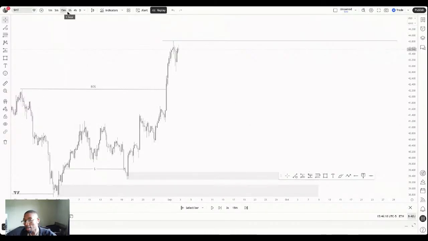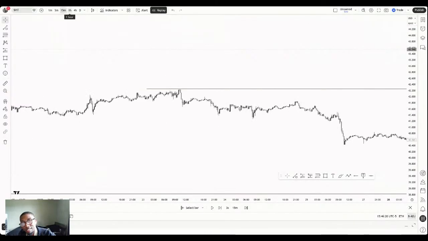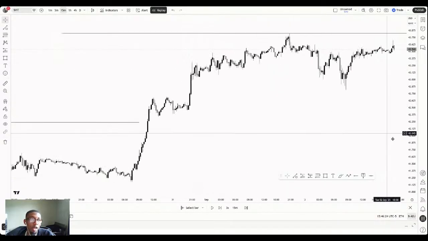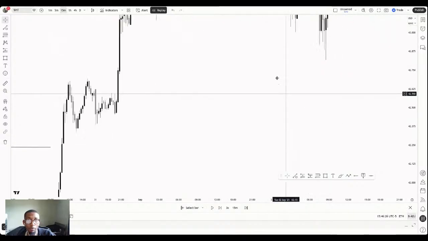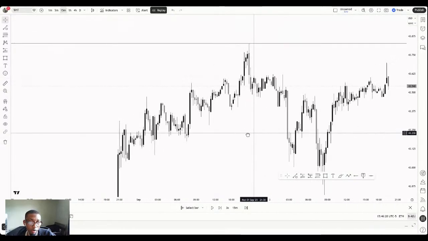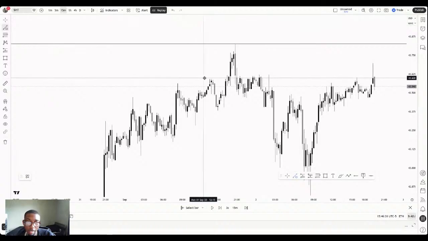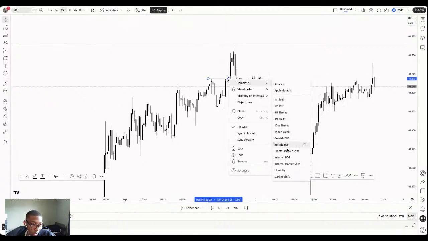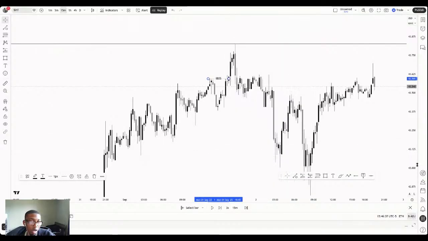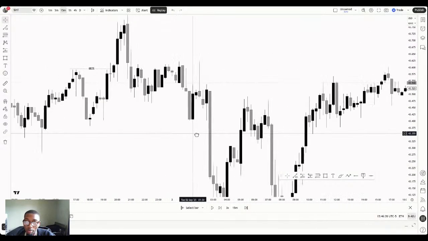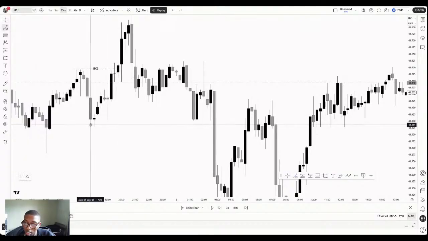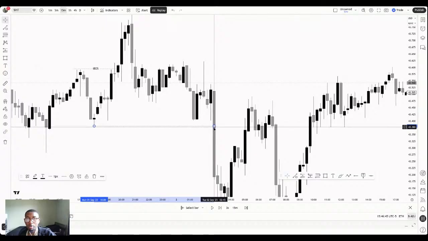Cool. Guess what? I go to my 15 minute, and I do the same exact thing that I just did on my 4 hour. I do the same exact thing on my 15 minute time frame, because honestly, it is the same thing. I found my previous break of structure, which is this one. The swing low of that break of structure is here, and as you can see, it has been broken.